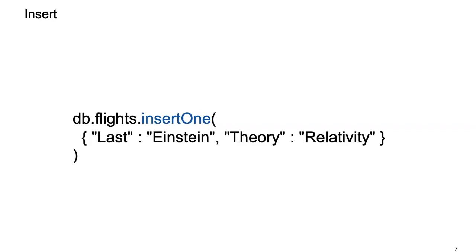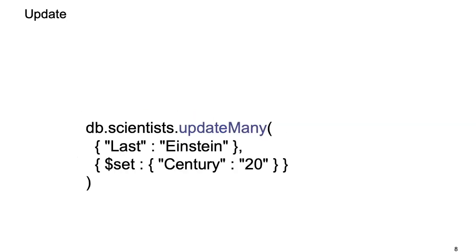So there is an insert one that allows you to insert one document. There is also an insert many, so you can also insert plenty at the same time. There is also an update many and an update one to update just one document or many documents. Here I'm setting the century to 20 wherever last is equal to Einstein. It's similar to the update in SQL. There's an update query in SQL that does something similar.